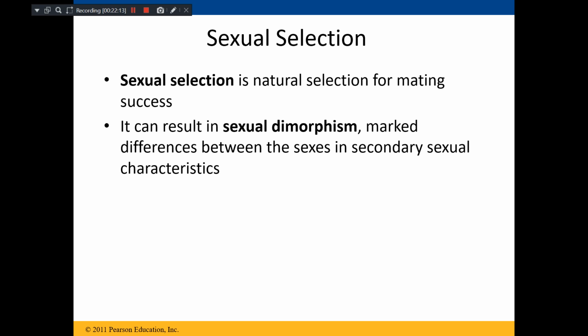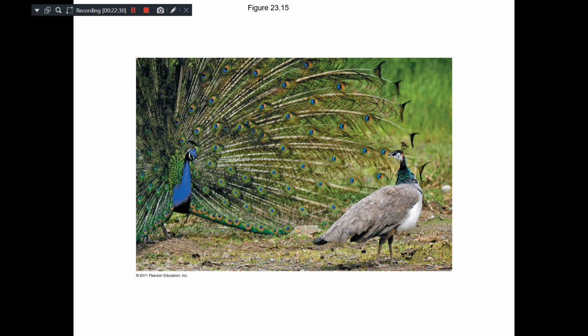It can result in sexual dimorphism, a marked difference between the sexes in the secondary sexual characteristics. Male and female are distinct, where they can easily be identified. It's a part of sexual selection.